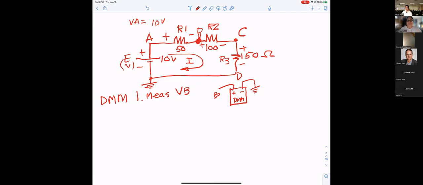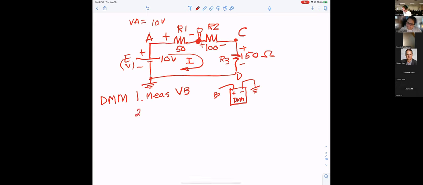The negative of the meter must be connected to ground. The negative has to go to ground? Exactly. When you measure only a single point, the other side of the meter must be connected to terminal ground. If you want to measure VC, then the positive connects to C and the negative of the meter connects to ground.